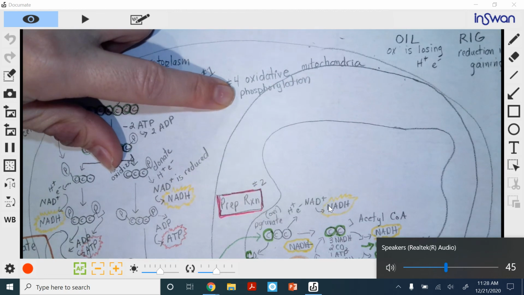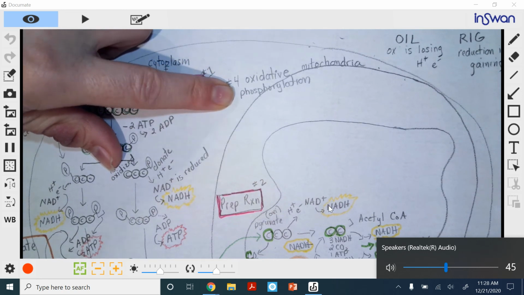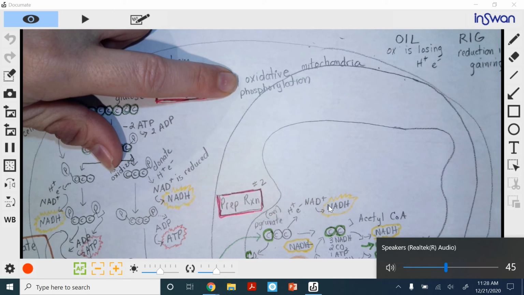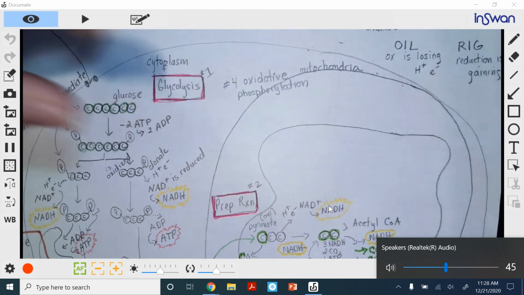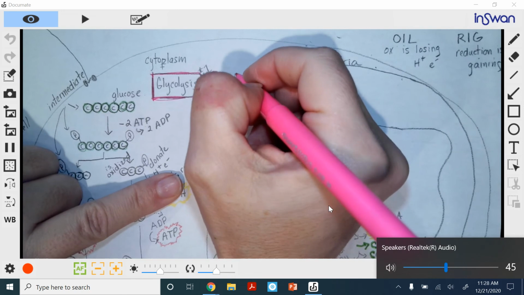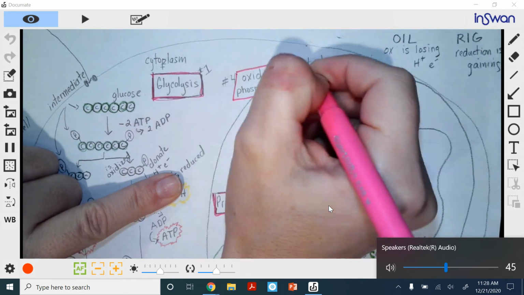So the phosphorylation means we're gonna put a phosphate on ADP. That's what phosphorylate means. Stick a phosphate on something. And we're going to be able to do that because we're going to oxidize some more molecules. Okay. All right. So that is our 4th and final step.